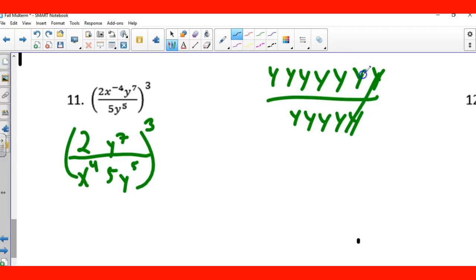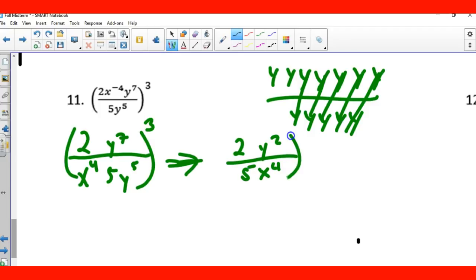What happens is all these cancel out, and I'm just writing it out for you so you can see it. All those were canceled. So I'm really left with y squared, which will stay at the top since the larger value is at the top. So 7 minus 5 is 2. So I have 2 y squared all over 5 x to the 4th. All right, and now all this is raised to the cube.